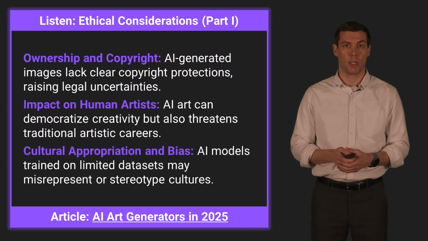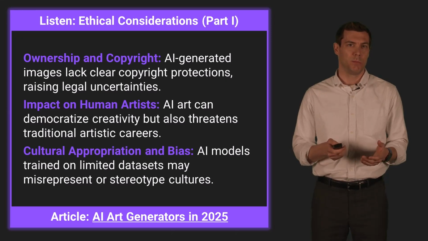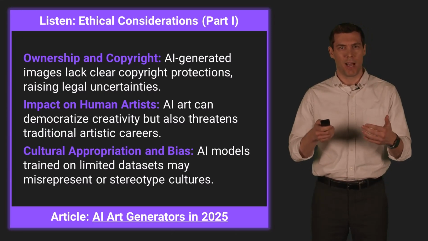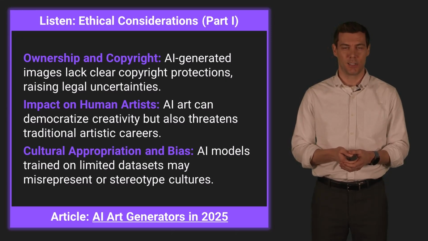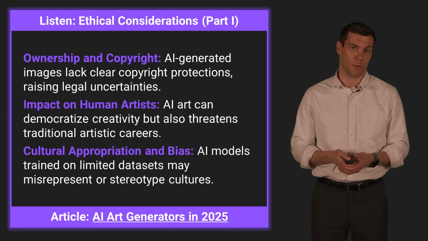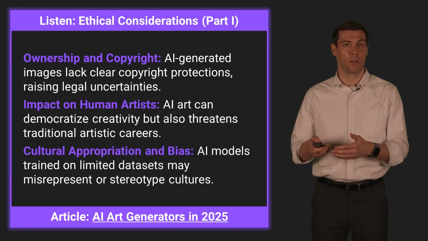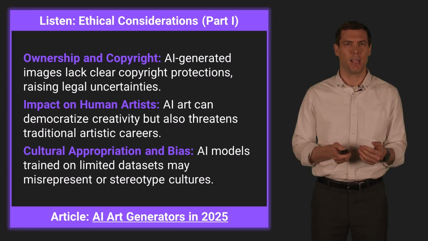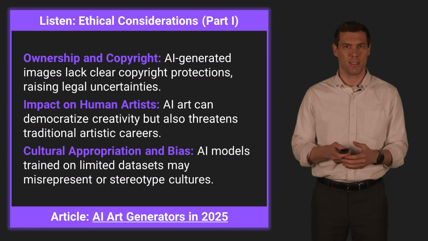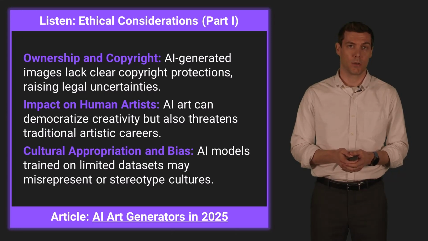Cultural appropriation and bias. AI models learn from existing datasets, which means that they can be trained on limited or biased data. They can unintentionally misrepresent or stereotype cultures. For instance, if an AI has primarily learned from Western art, it might inaccurately or insensitively depict other cultures, reinforcing harmful stereotypes or cultural appropriation.